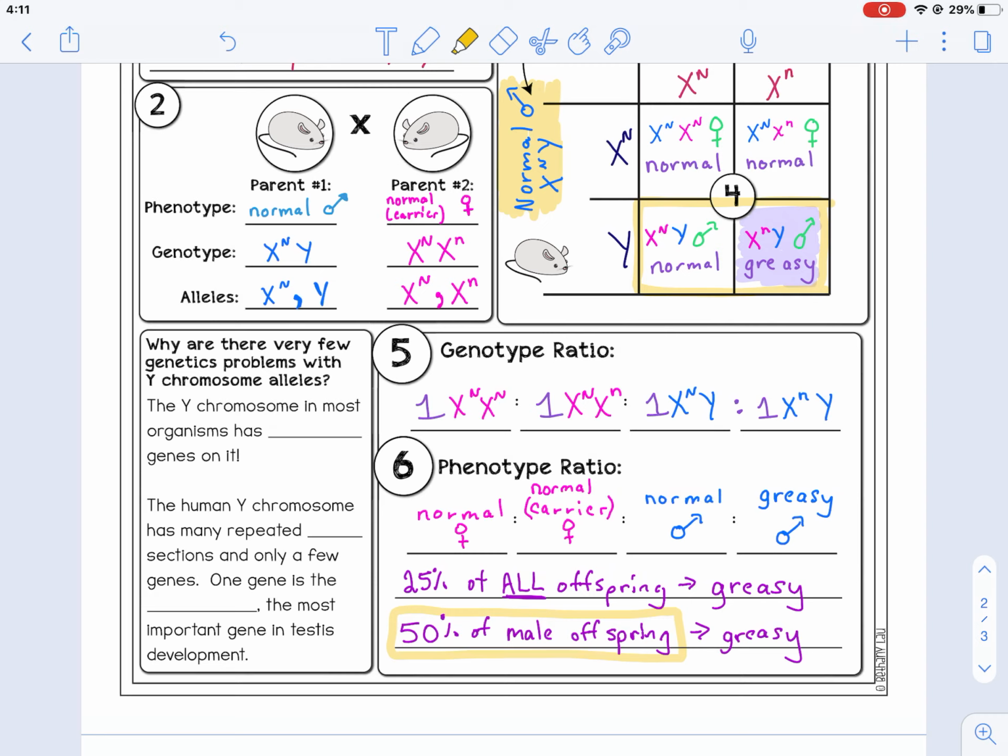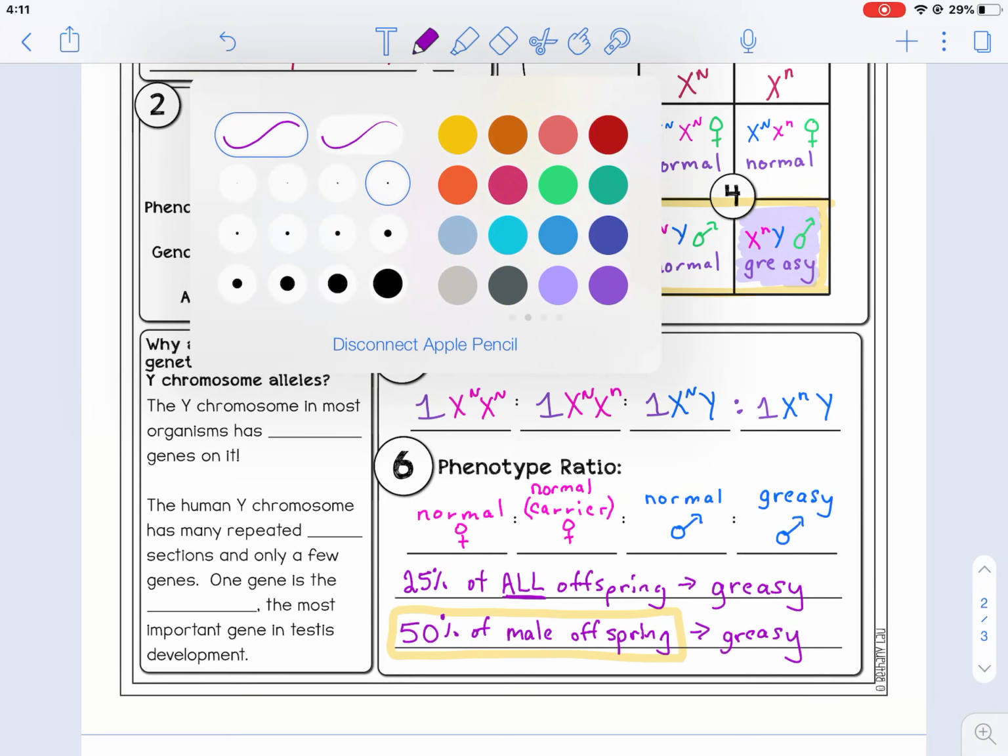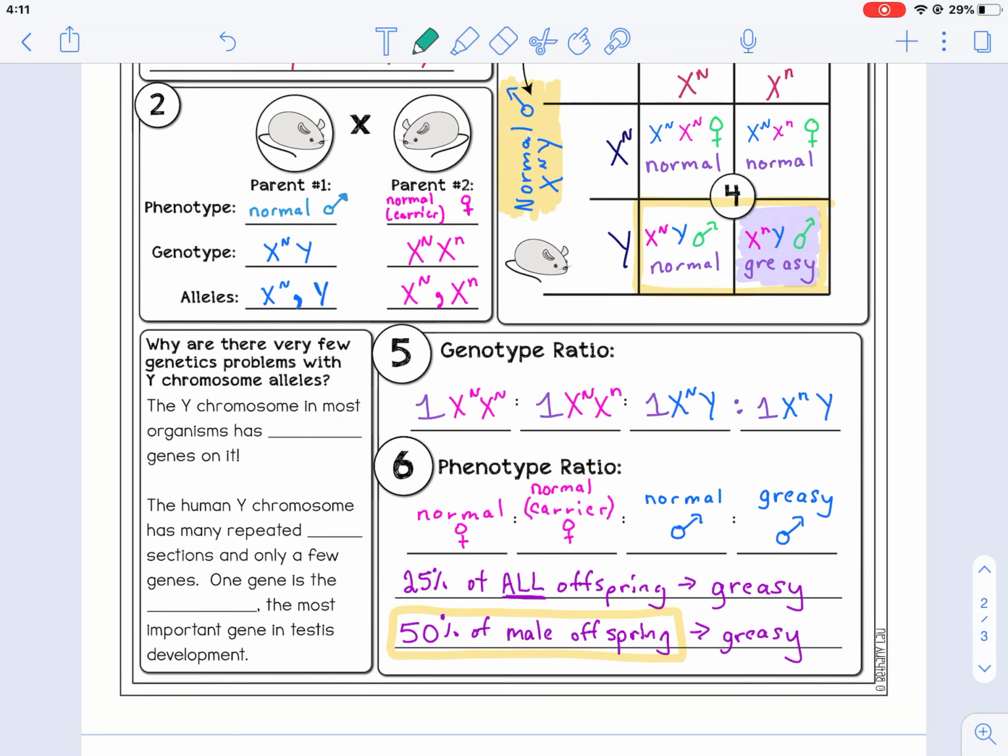Okay, wrapping this up a little bit, why are there very few genetic problems with Y chromosome alleles? Well, it's because the Y chromosome is so small that it actually has very few genes on it. So there just aren't a lot of places for issues to arise. The human Y chromosome has many repeated junk sections, in fact. As small as it is, it still has junk sections. And it only has a few genes.